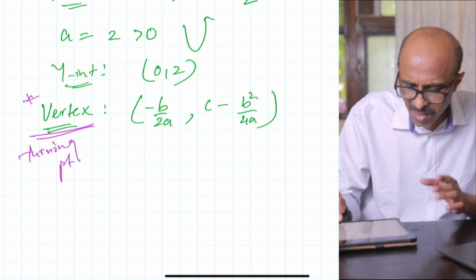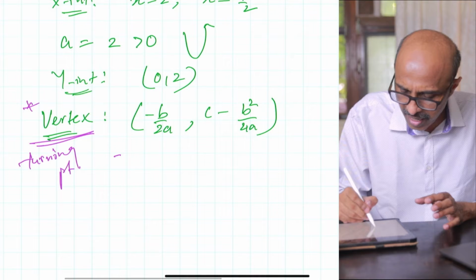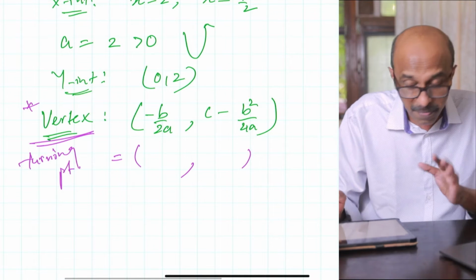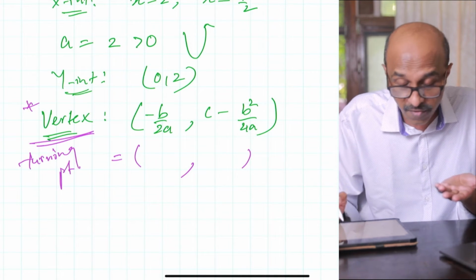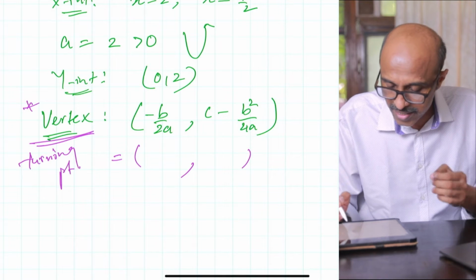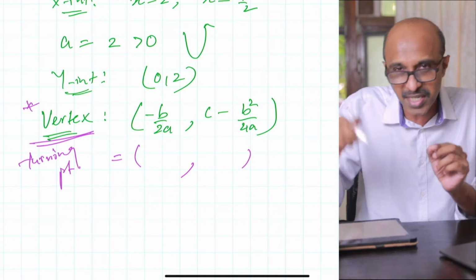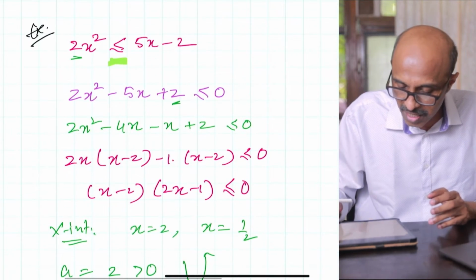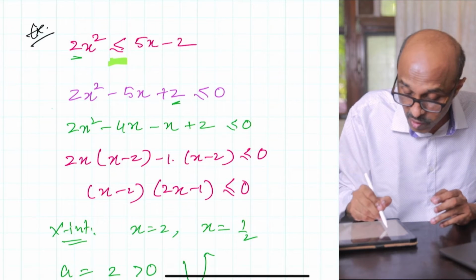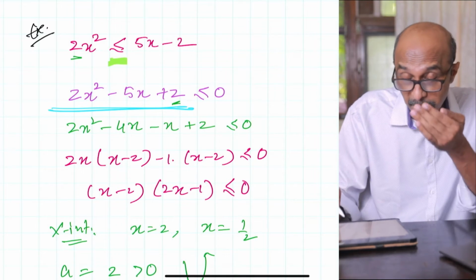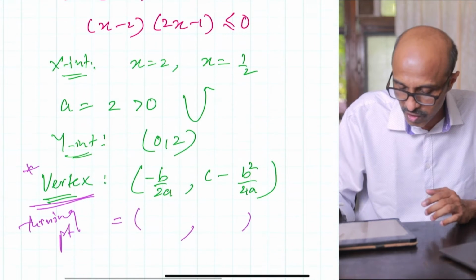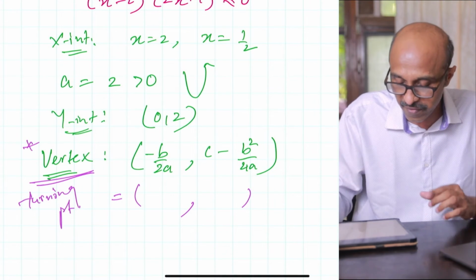Turning point. Okay, so these are some of the key features. Let's identify the x coordinate. I'm happy with only the x coordinate. If you're interested in finding the y coordinate, go for it, because as I said, we are only interested in the basic shape. The main question is to be able to find out the values of x where that quadratic is going to be below the x-axis. That's the main thing. So it's not so much about getting an accurate graph as such.